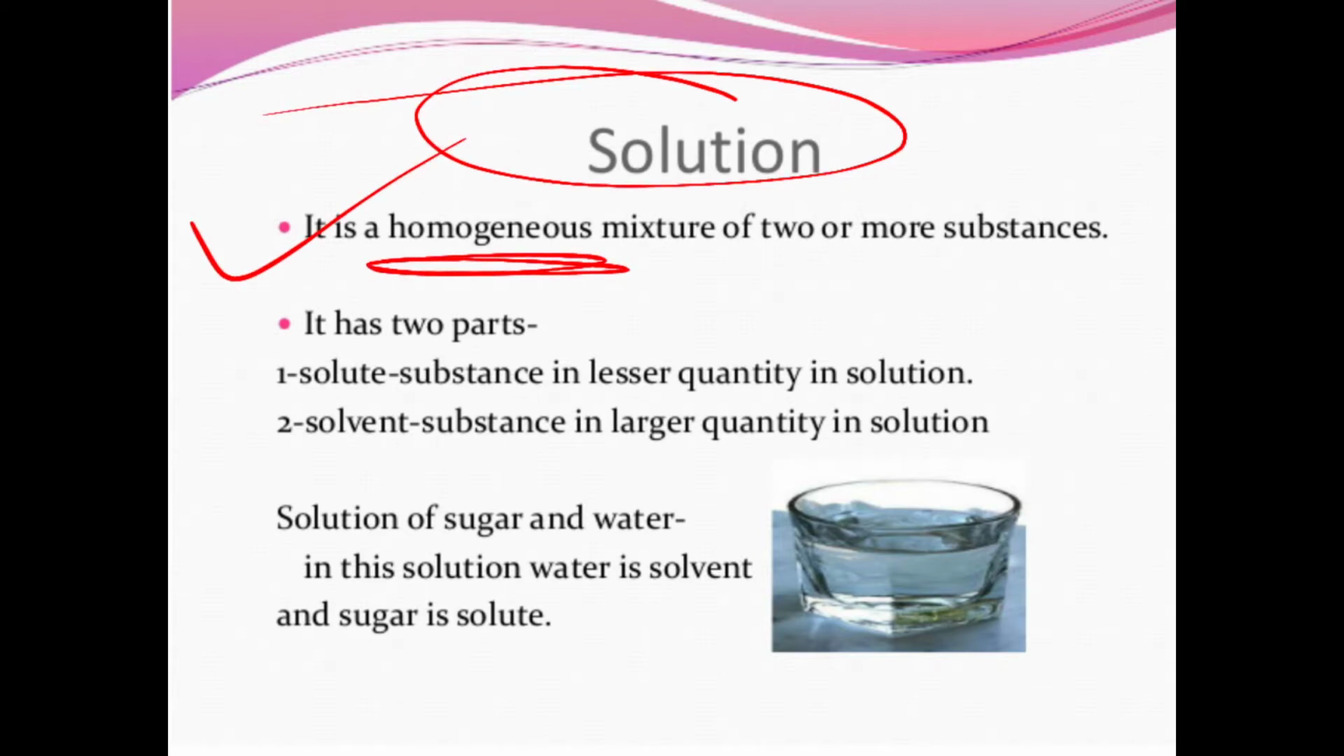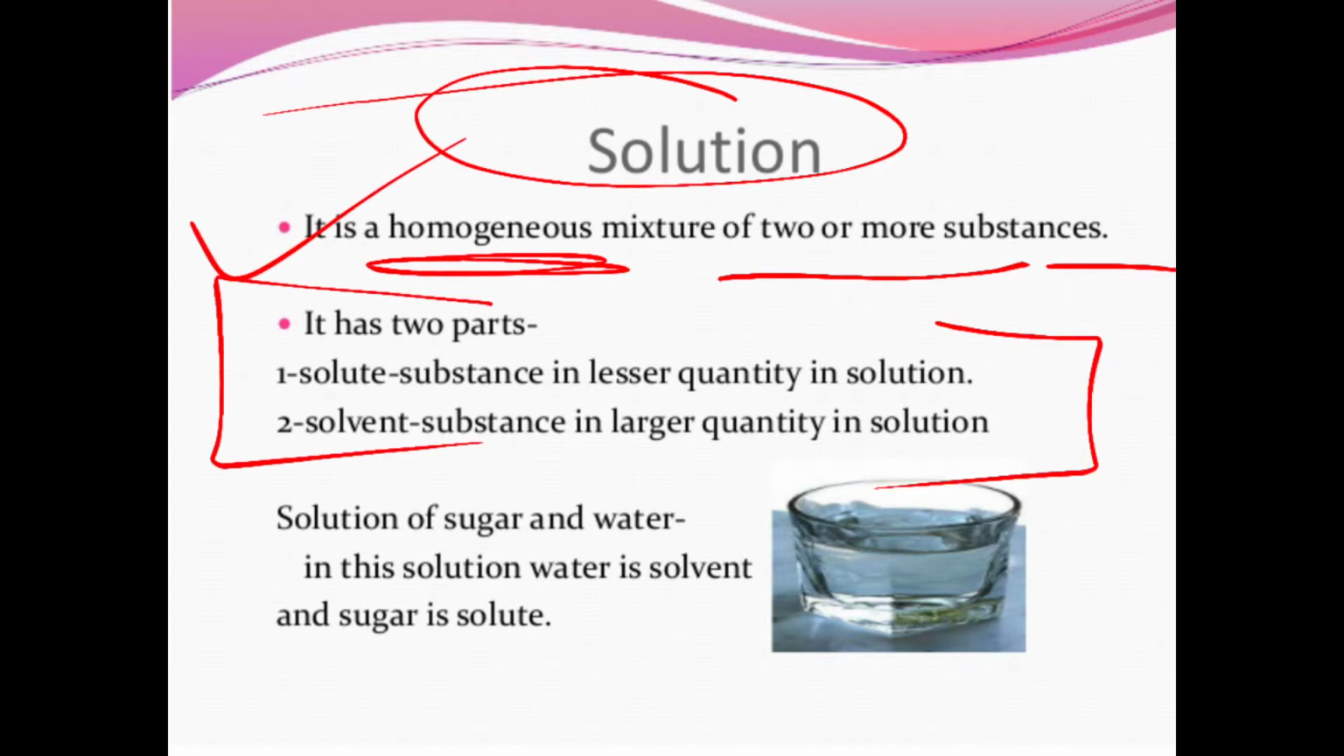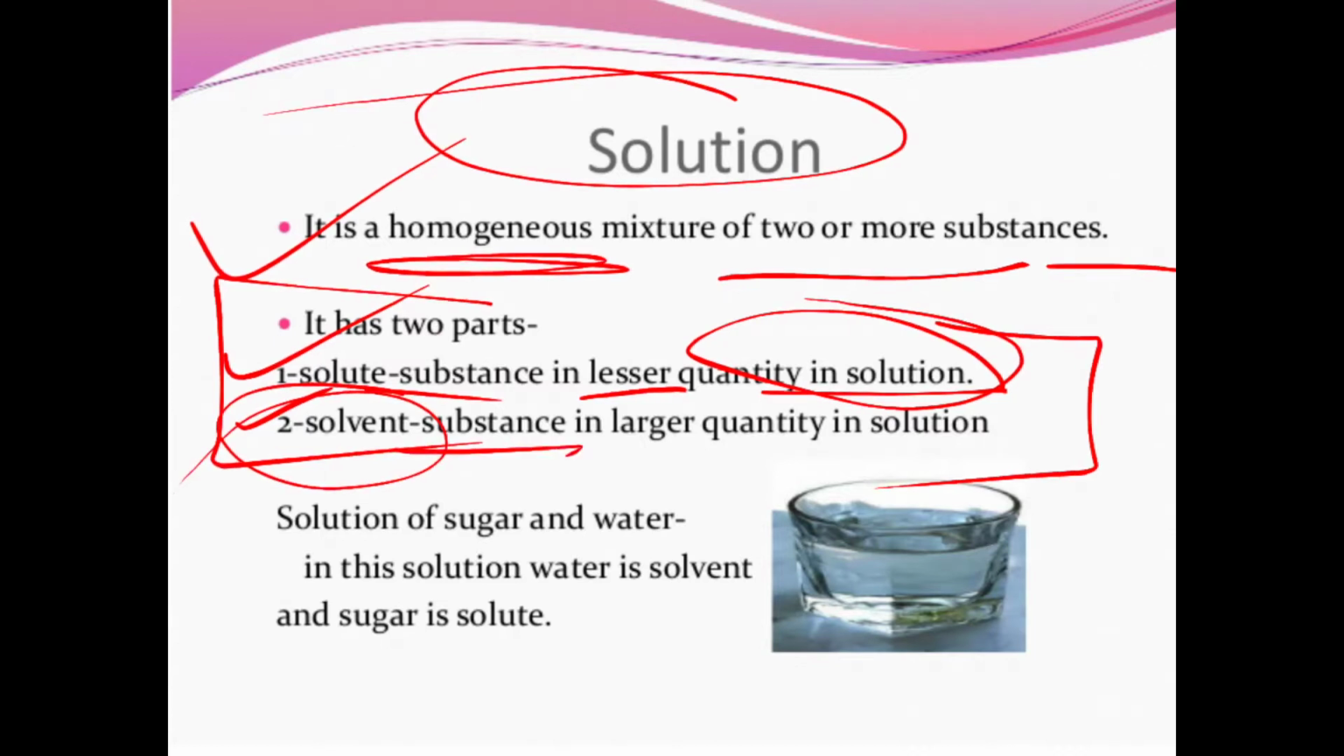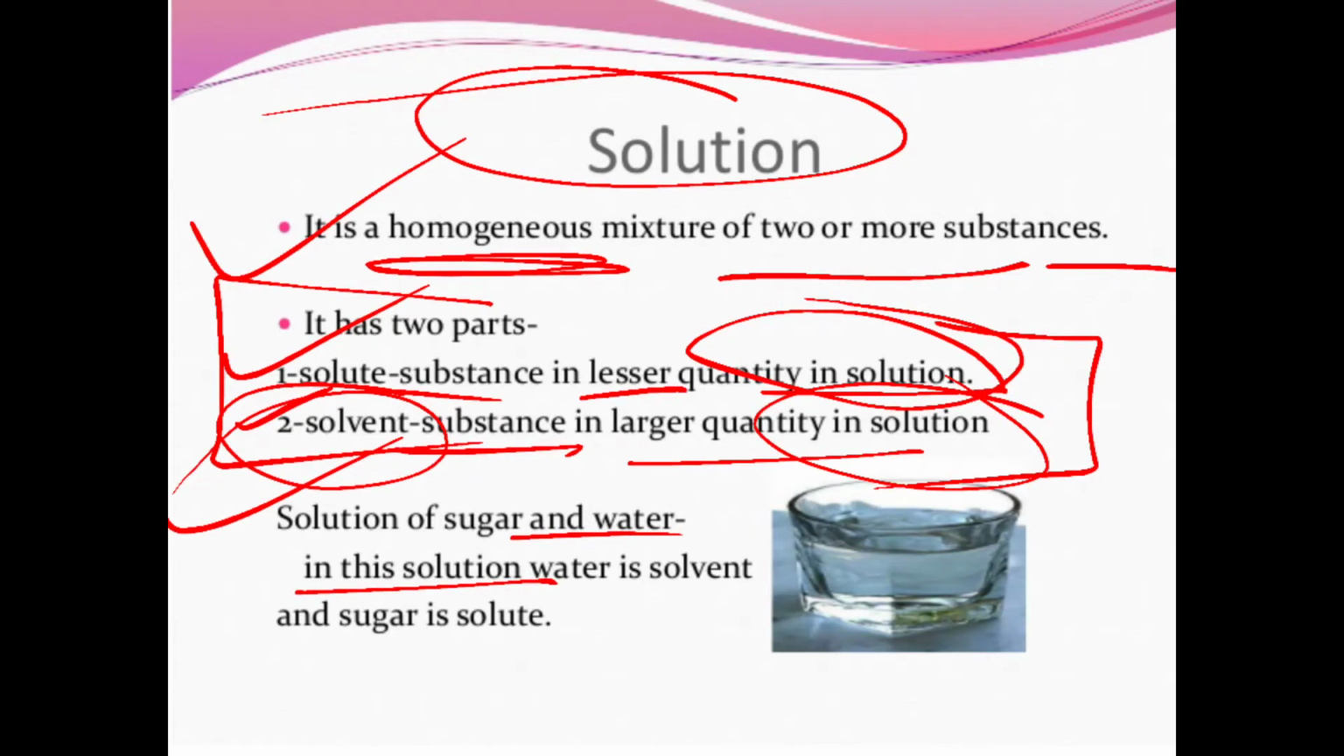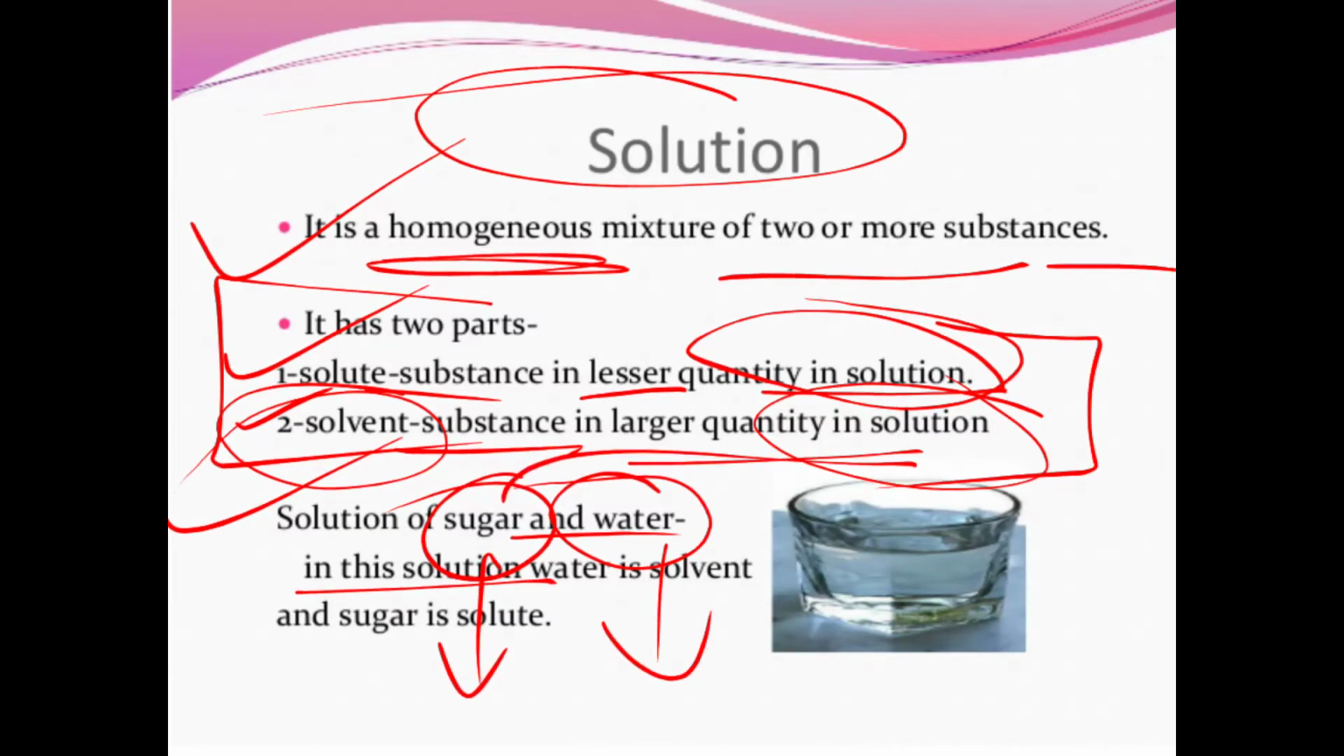Now what do you think a solution is? A solution is a homogeneous mixture of two or more substances. It is basically made up of two parts, one is solute and the other is solvent. Solute is the substance in lesser quantity in the solution, and solvent is the substance in larger quantity in a solution. Now, in the solution of sugar and water, tell me which is solute and which is solvent. Is sugar the solute or water the solute, or is sugar the solvent or water the solvent?